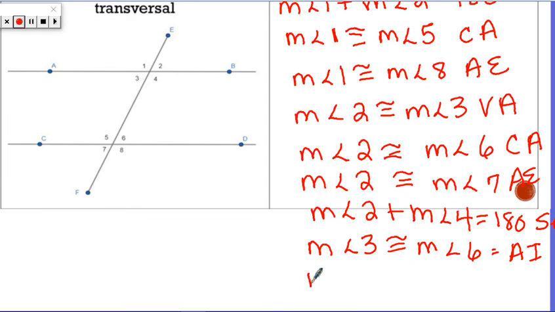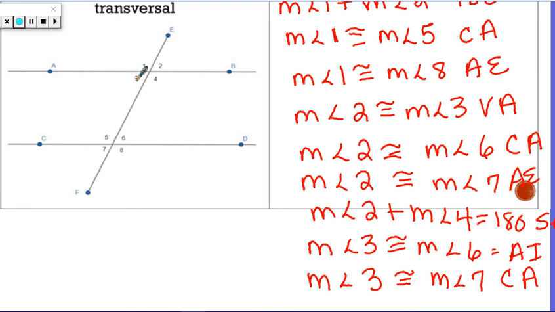Also, the measure of angle 3 is congruent to the measure of angle 7. Those are called corresponding angles. If you see, 3 is at the bottom of the top line and 7 is at the bottom of the bottom line. So these two angle measurements are the same.